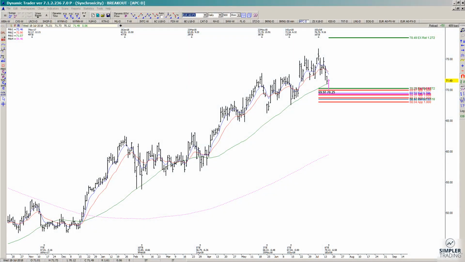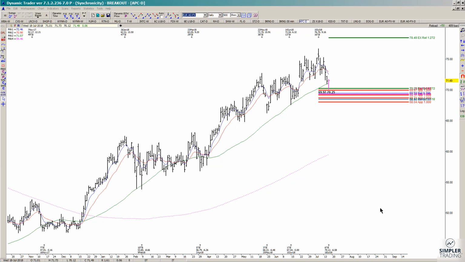In today's video, we're going to take a look at APC on the daily chart. You can see that price is clearly above the 200 simple moving average. It is actually back above the 50, so that's positive. I like the fact that we have a bigger picture pattern of higher highs and higher lows, and we're seeing a nice symmetrical pullback.